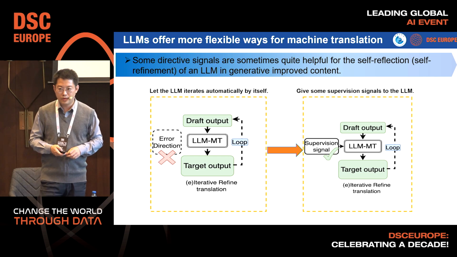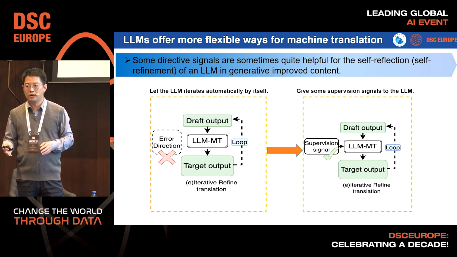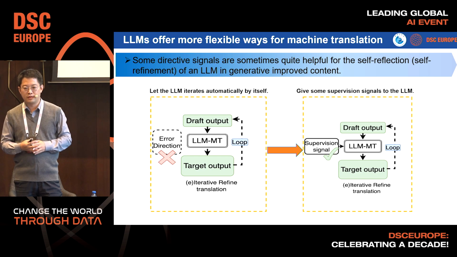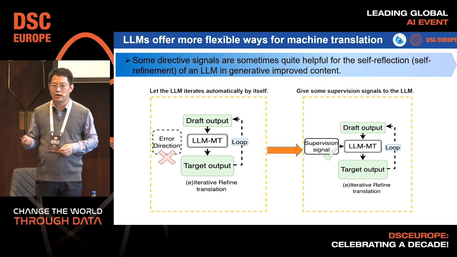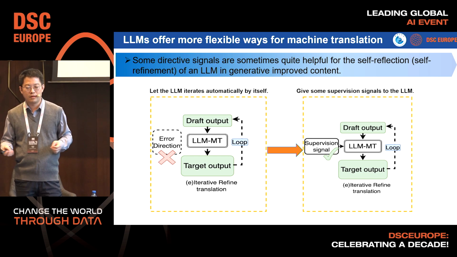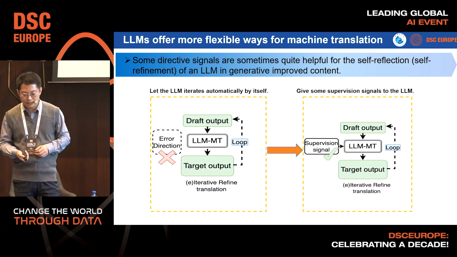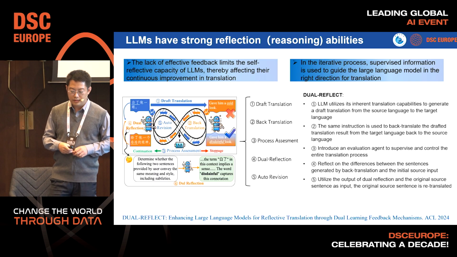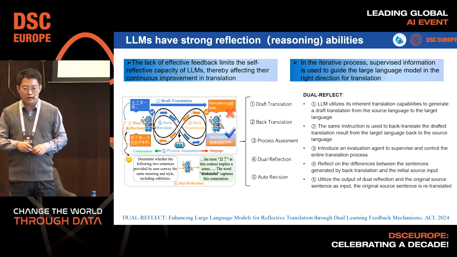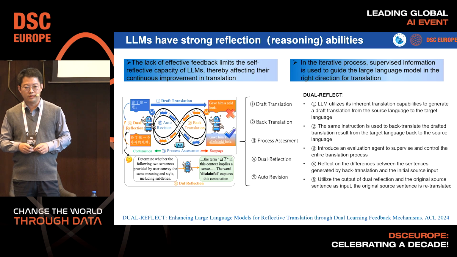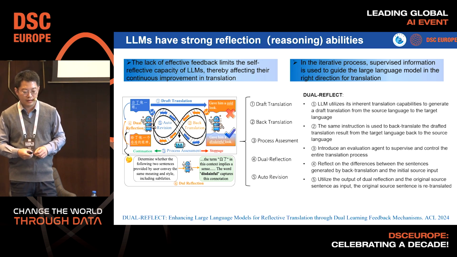During this process, we need to design some proper or reasonable supervised signals. Otherwise, the model will go, I don't know, go somewhere else. So if we don't have a correct direction, we cannot get very good performance. The name of the paper is Dual Reflect. We just use one language model to do the loop, to do the iterative refining.